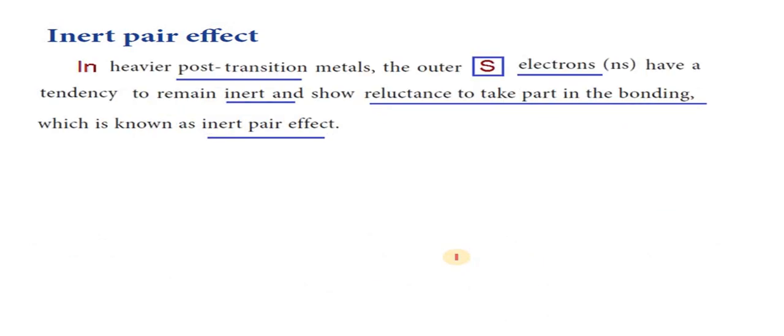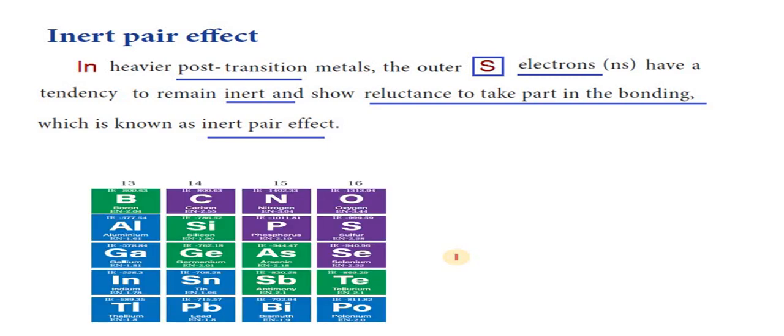What is inert pair effect? In heavier post-transition metals, the outer s electrons (ns) have a tendency to remain inert and show reluctance to take part in the bonding, which is known as inert pair effect.